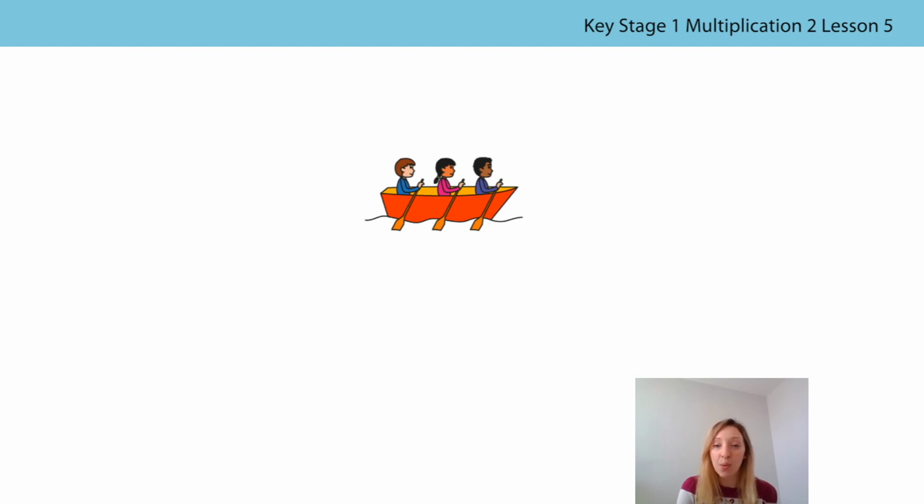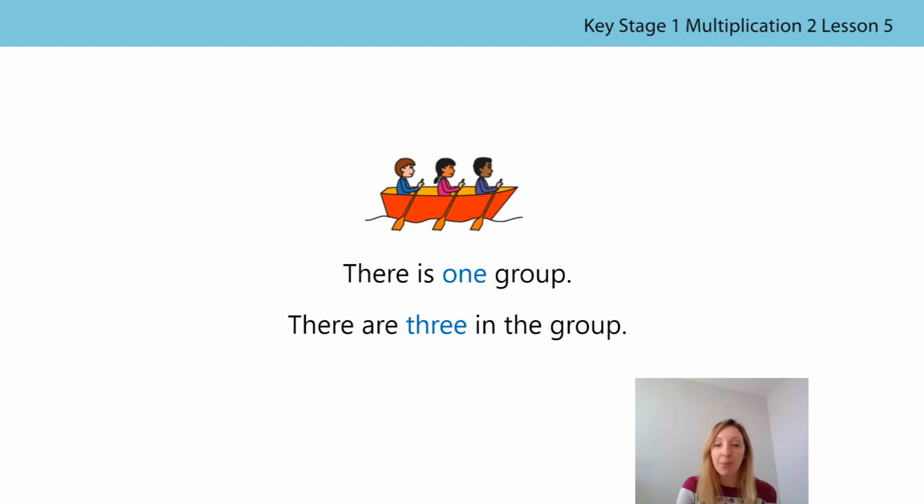One boat is one group. So how many groups can you see? That's right, there is one group because there's one boat. How many children can you see in the boat? That's right, there are 3 in the group. Can you say that with me? There are 3 in the group. Fantastic. So if I count my groups, there is one group of 3.